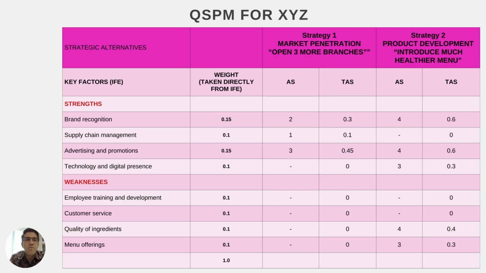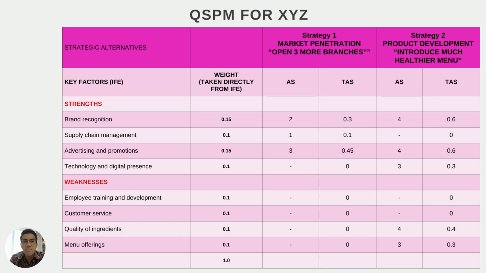So for example, for brand recognition, by opening up 3 more branches, we find that it is somewhat attractive. So we give them a score of 2. For product development, introducing a much healthier menu, we scored them a 4, because we find that it is highly attractive for the company. By introducing a much healthier menu, this might give a better impact to the brand recognition of this particular company. So you need to do this for each of these variables.